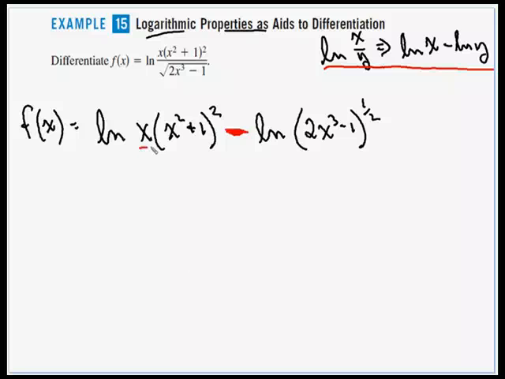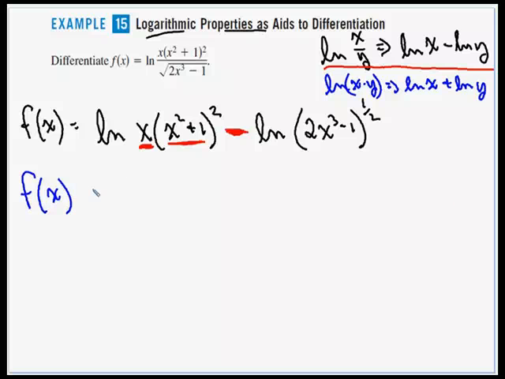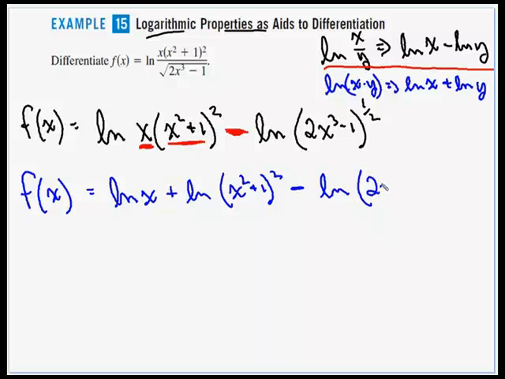Now in the first term, we have x times this quantity squared. And if we think back to pre-calc, what if we had the ln of x times y? Well, that breaks down into the ln of the first thing plus the ln of the second thing. And this is still our f of x, not the derivative yet. The ln of x times this other quantity is the ln of the first thing, x, plus the ln of that quantity, x squared plus 1 quantity squared. And then we have our minus the natural log of this quantity to the half power.